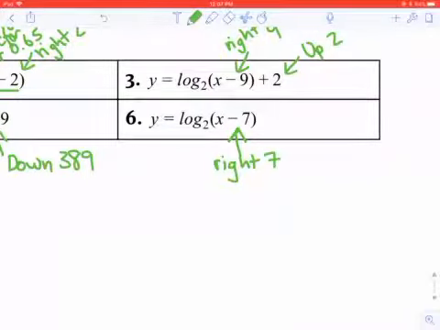Notice when I'm picking out transformations that I'm not concerned about the little base number. You only look at all the other numbers going on with your function.